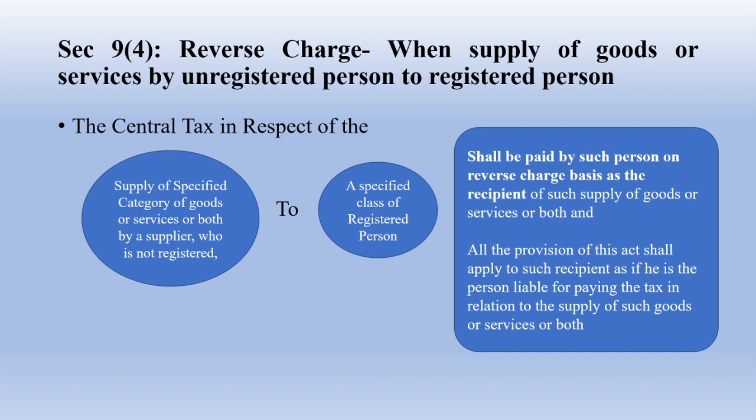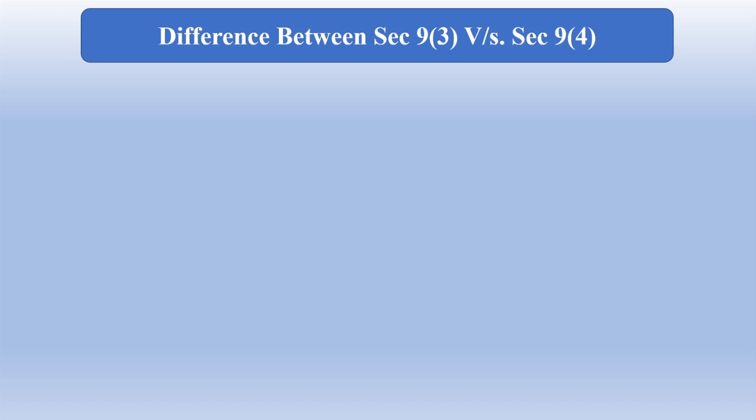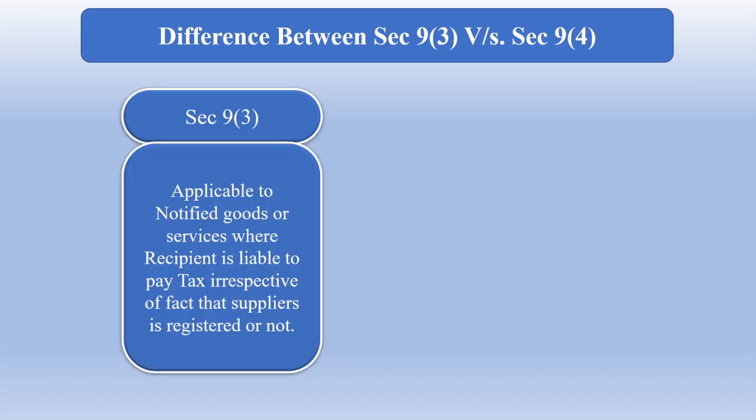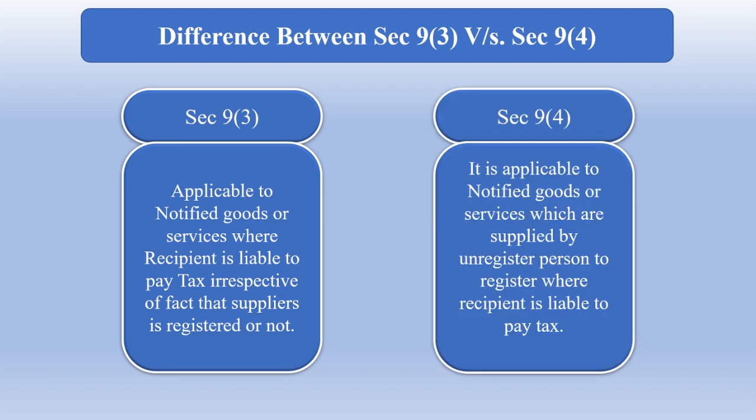And then to conclude, if we see the difference between section 9 subsection 3 and section 9 subsection 4, section 9 subsection 3 is applicable to notified goods or services where the recipient is liable to pay tax irrespective of the fact that the supplier is registered or not. And section 9 subsection 4 is applicable to notified goods or services which are supplied by an unregistered person to a registered person where the recipient is liable to pay tax.